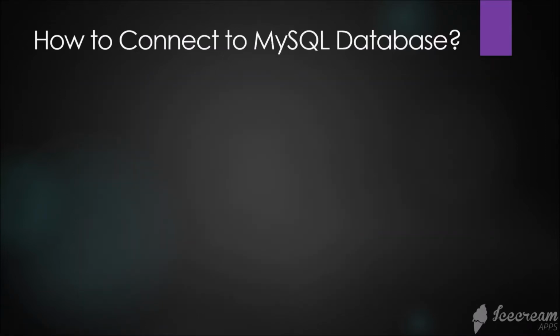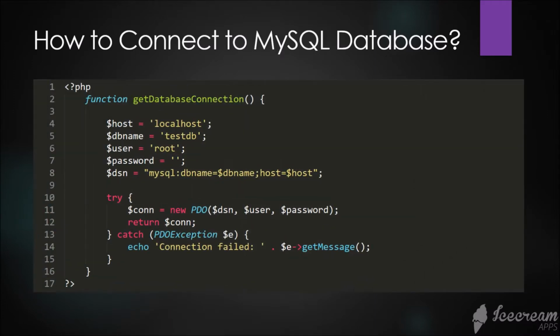Okay, so how to connect to a MySQL database. So we have here our sample code, which I placed in a function and named getDatabaseConnection. Okay, so I declare some variables here, localhost for the host. If it is already for production, mostly they use the IP address of the server. But since we are working locally, we can set localhost. Okay. Then the database name, of course, testdb.